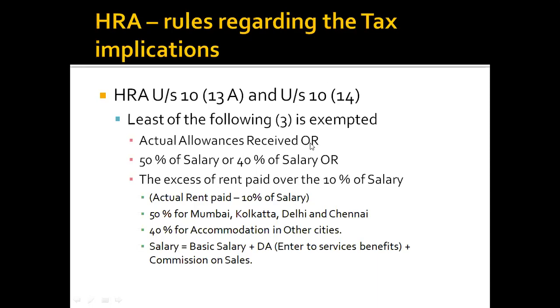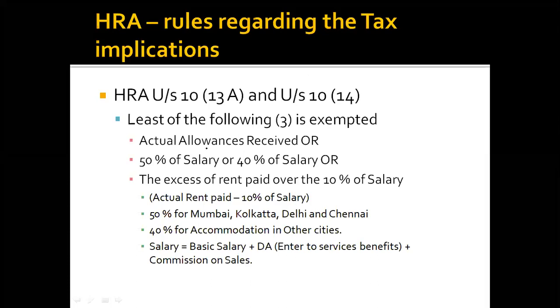And the second one is 50% of salary or 40% of salary. From the salary, you have to calculate 40% or 50%. And the third category is the excess of rent paid over 10% of salary. So these are the three amounts. Now I will explain these things in detail.